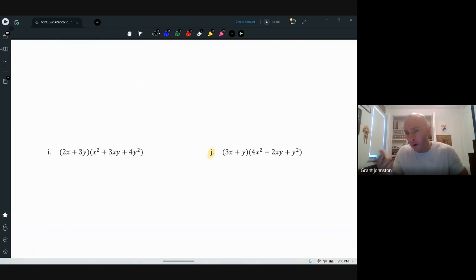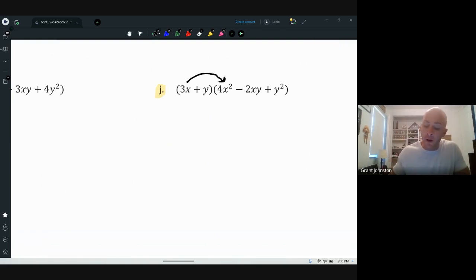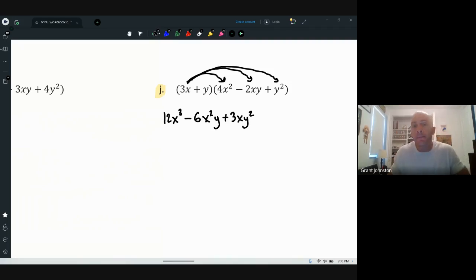Let me show you just one with 2 variables. Let me show you J. Distribute the 3x. 3x times 4x to the second would be 12x to the third. 3x times negative 2xy, well, 3 times negative 2 is negative 6, and x times x would be x squared. I'm going to tack on that y because there's still a y there. And then the 3x times the y squared, there's really not much to combine there. It's just going to be plus 3xy squared.